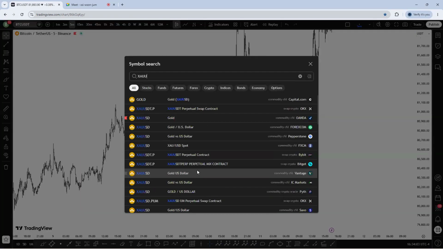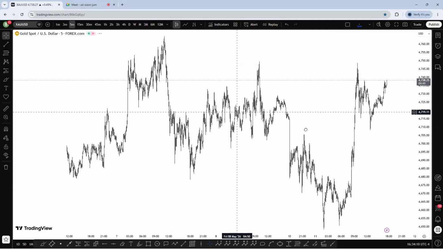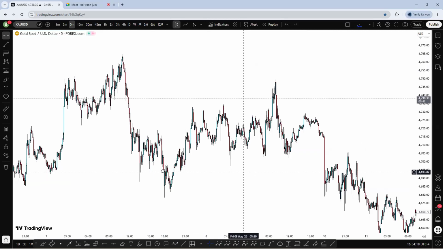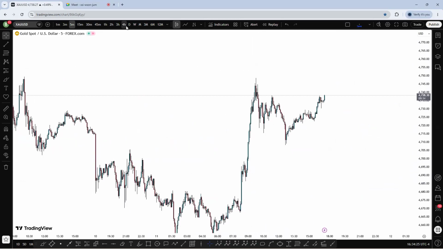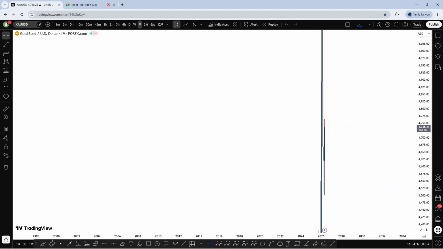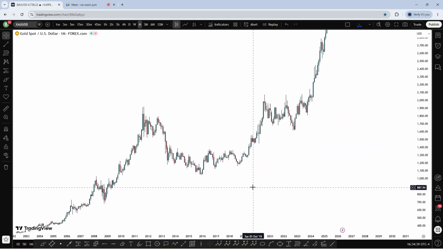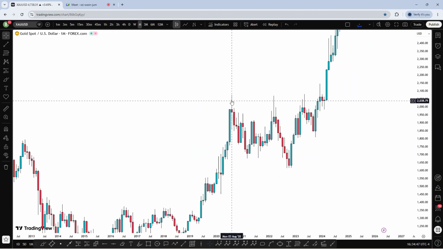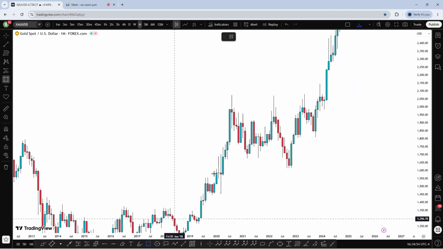Go to gold. Now on gold, if you go to the monthly time frame, for example, the moment gold was buying from here, you can see this test, for example. It was testing this zone.